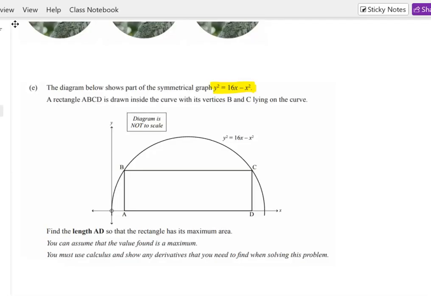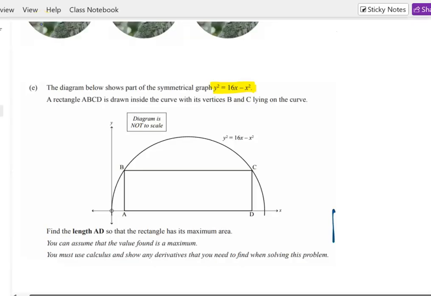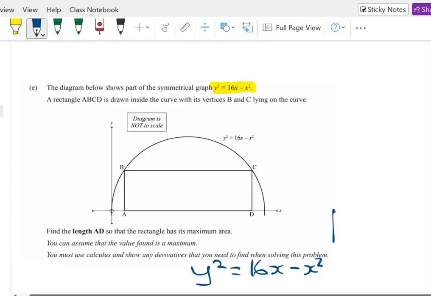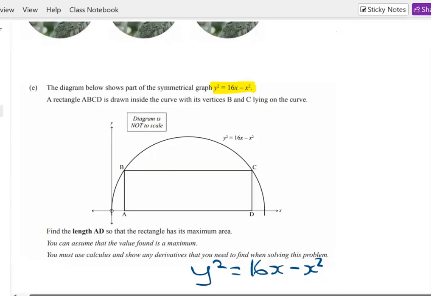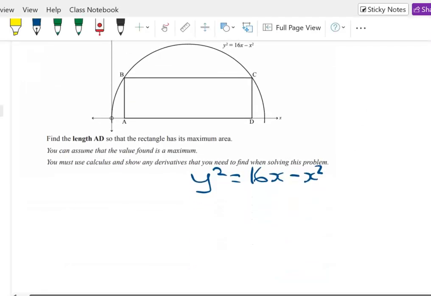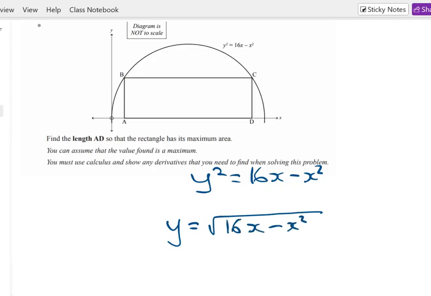So we've got a rectangle and it's drawn inside the curve and its vertices B and C lie on the curve. Let's just look at this slightly weird function first though, assuming that you don't spot the conic stuff. So we've got y squared is equal to 16x minus x squared. Well, obviously we've got all positive y values here. So I'm just going to give myself a little bit more space and get rid of this. Let's just get some room and see what's going on. We can write the function here because we've just got positive values. We can just write y is equal to the square root of this. And we're going to work with that when we're finding the area of the rectangle.